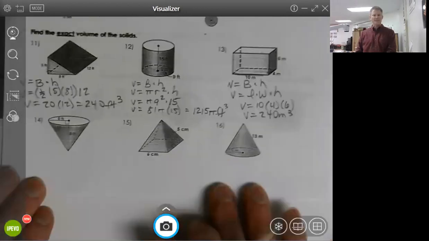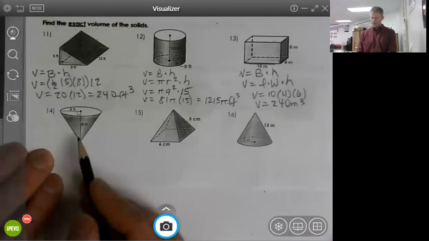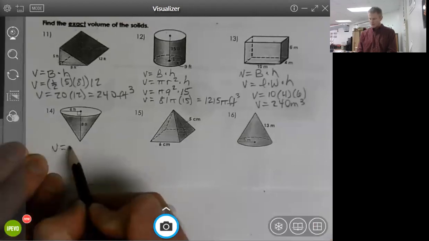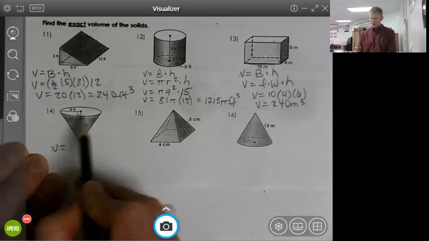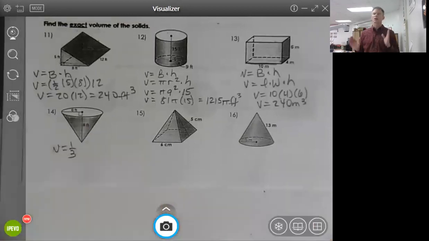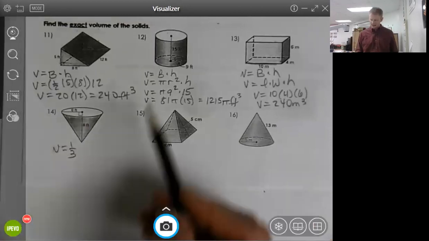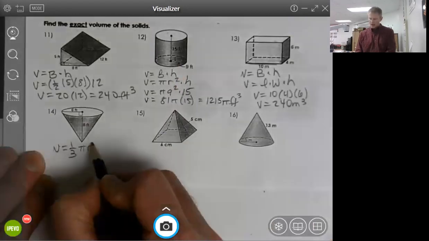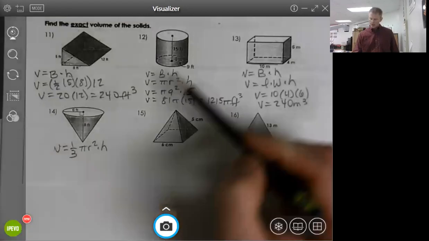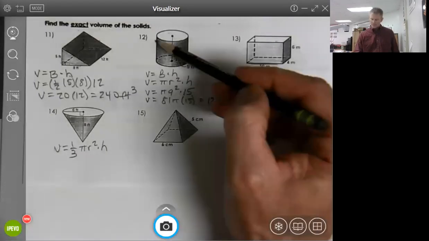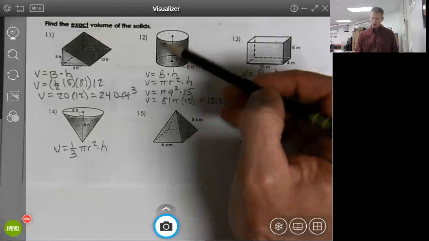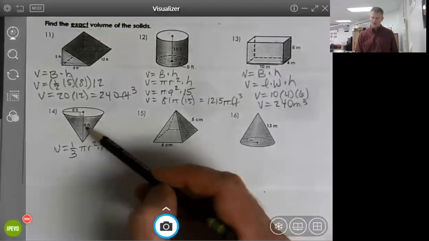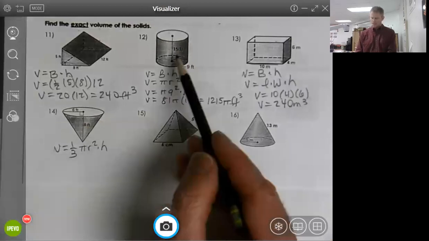Here we have another cone. So the volume is 1/3 because it's a cone. It's different than a cylinder. A cylinder is pi r squared times the height. But notice that a cylinder goes up straight, but a cone comes down. So a lot less is filling this up. It's really only 1/3 of the total volume.